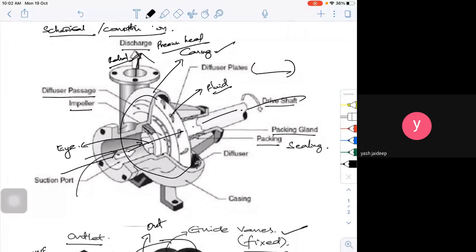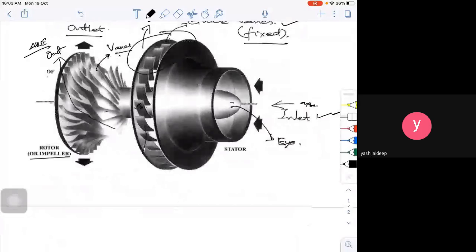If I'm trying to handle an incompressible fluid, it becomes a pump. Okay. So before I proceed and do a derivation for the expression for the pressure ratio, let's look at a simple classification of these compressors. That is very much required.